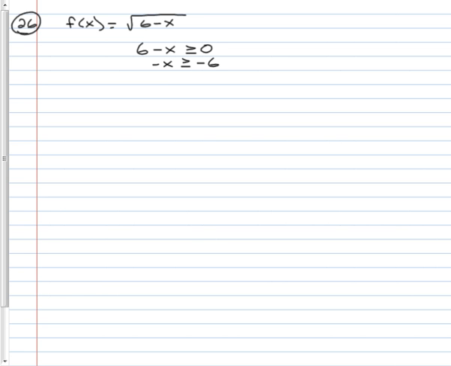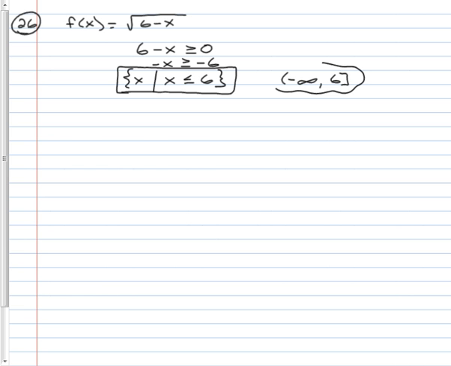I'm going to multiply by a negative. X is less than or equal to, multiplied by negative, change the direction, 6. There's my domain. Wonder how they wrote it. I could say it's the set of all x's such that x is less than or equal to 6. That is our set builder notation. Or, if I'm less than or equal to 6, I can go from negative infinity all the way up to 6 and stop right there.